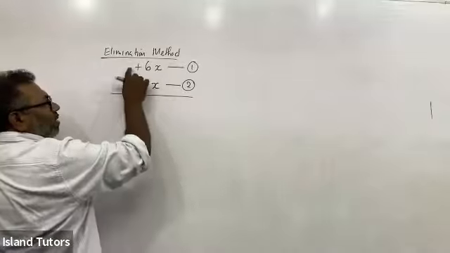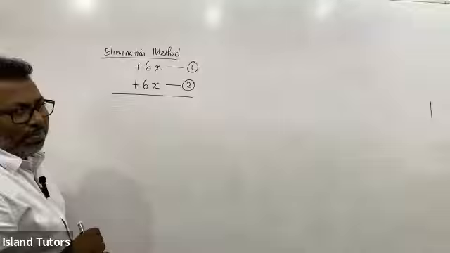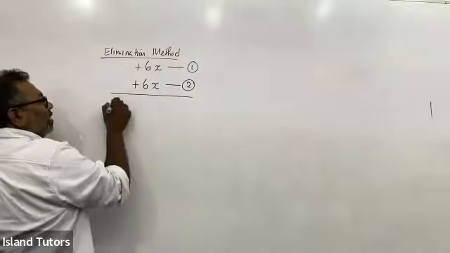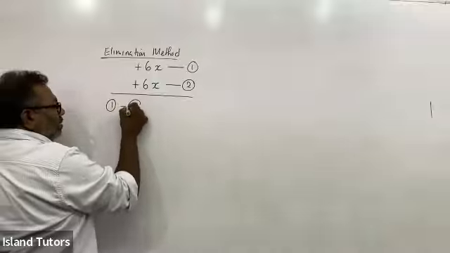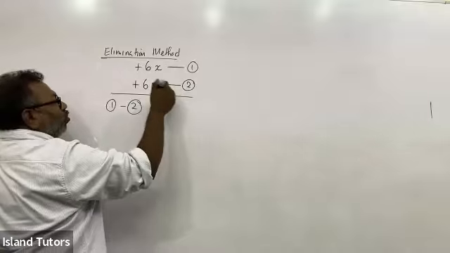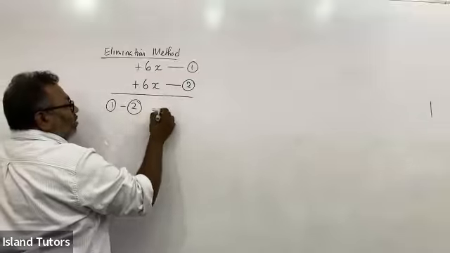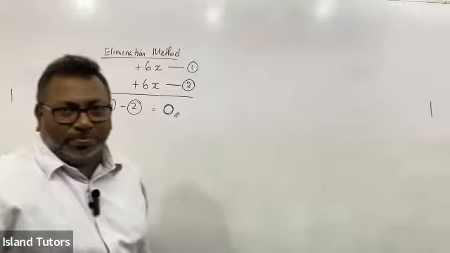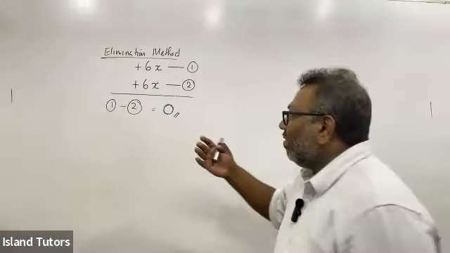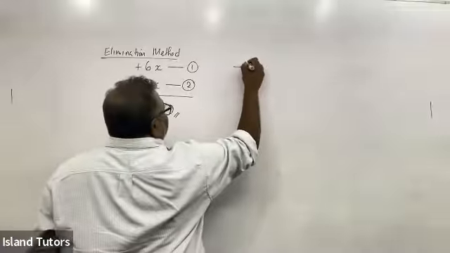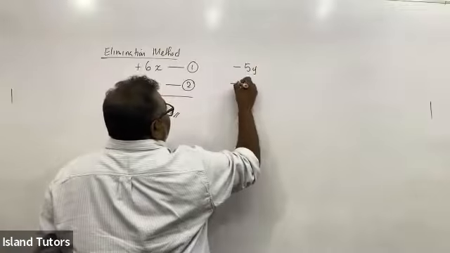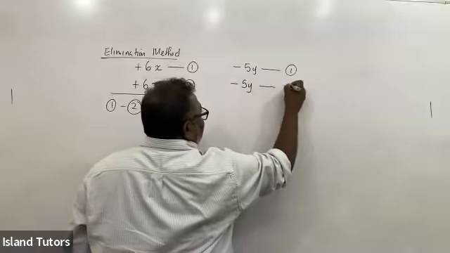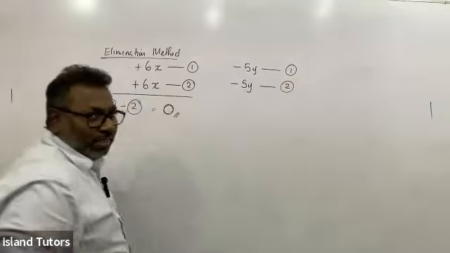So when the two signs are the same and the coefficient is also the same, we subtract the two equations. That means 1 minus 2, and 1 minus 2 is equal to 0. We want to eliminate, we want to make it 0. Likewise, if you have minus 5y and minus 5y, you take this as your first equation and this as the second equation.